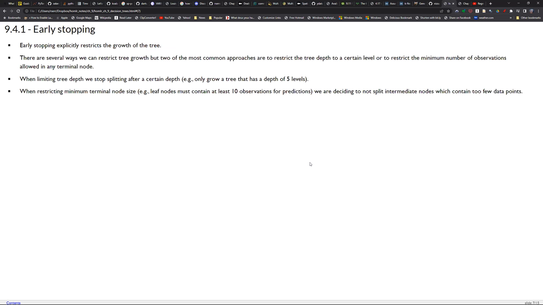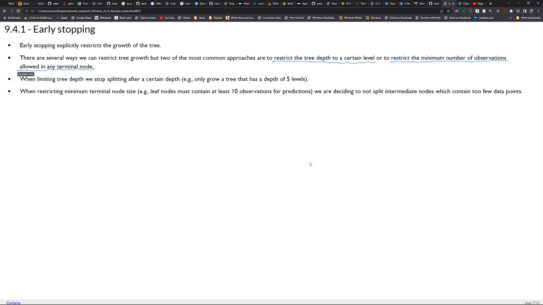With early stopping, you can restrict the growth of the tree in several ways, okay? One of the most common ways is to tell the algorithm, I want you to construct a decision tree, but up to a certain level. It's called the depth. So for example, you can grow the tree to 5 levels, and then you're going to have your leaf nodes.